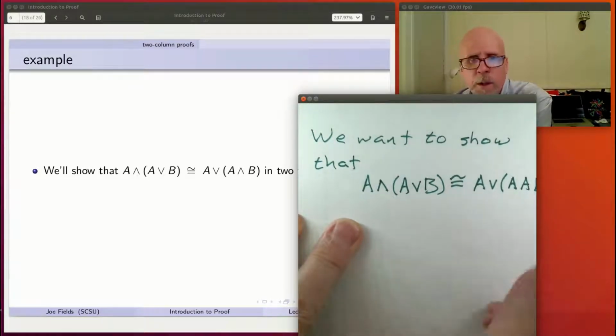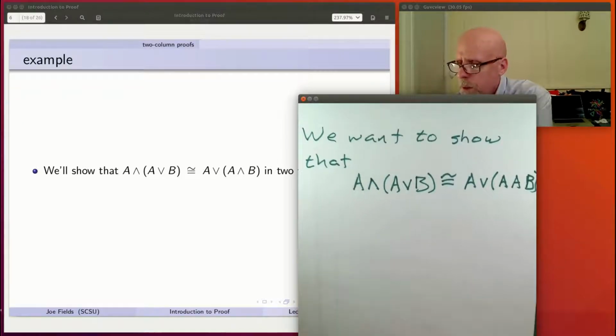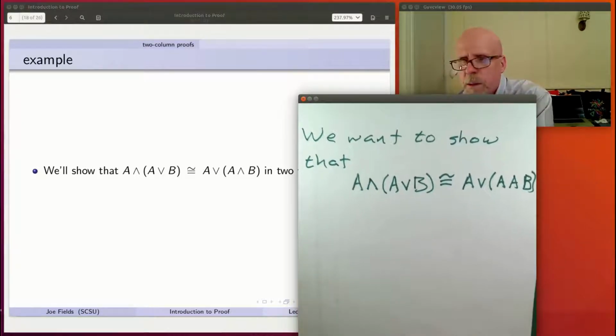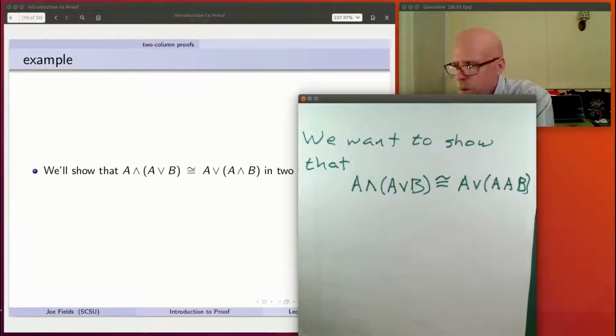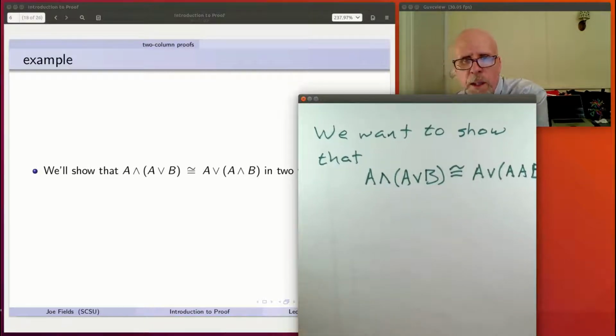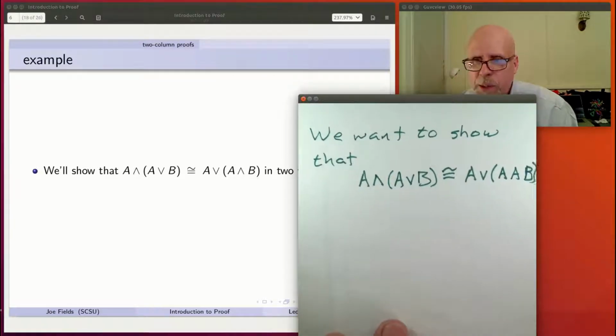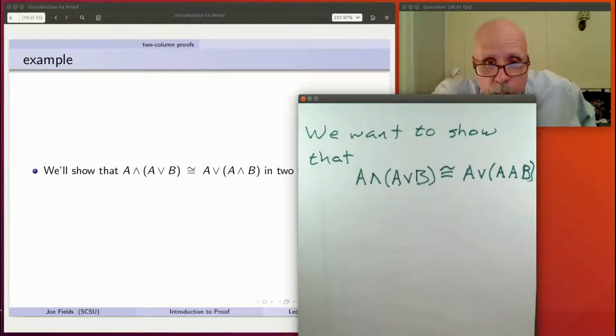I'm going off the edge of the screen there a little bit, aren't I? Spread that out just a tad. Okay, so that's what we want to do. Now let's proceed to do it. So what we're going to do is start with one side.